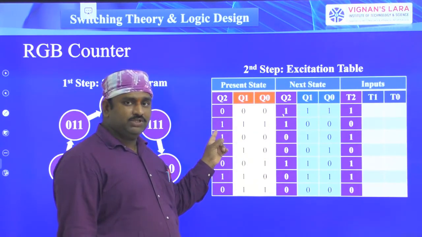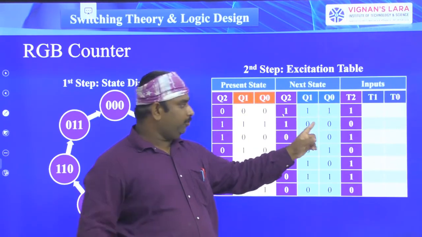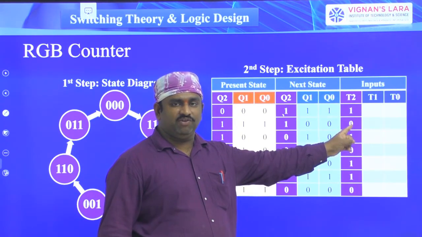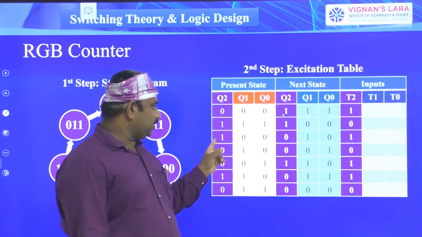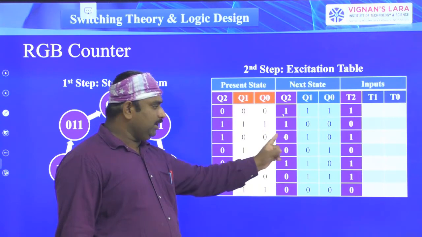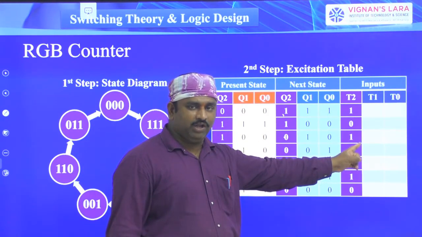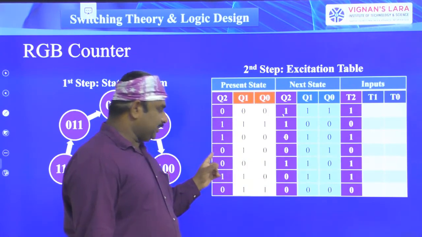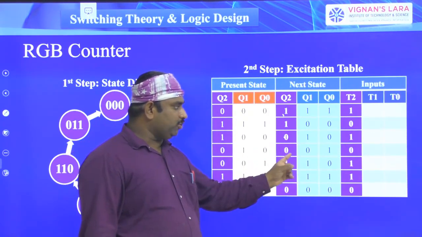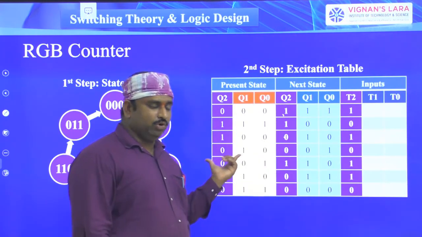Here, the previous output is 1 and the present output is also 1, then there is no change at the output, then the input of the T flip-flop is 0, right? Next, 1, 0, right? Present output is 1, next state output is 0. So there is a change in the output. So the input of the T flip-flop is equal to 1. Next, present output 0, next state output 0, and the T2 input is equal to 0. Why? Because there is no change.